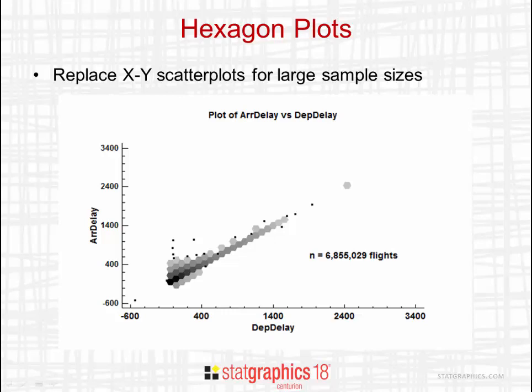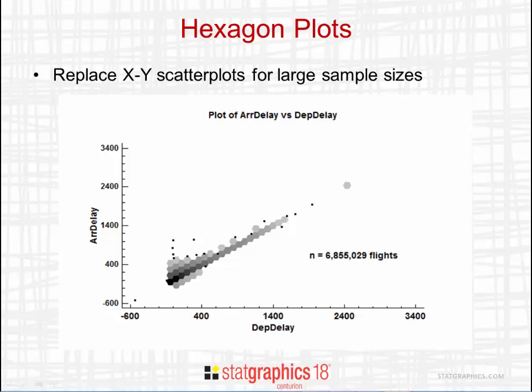A hexagon plot divides the XY space into a grid of hexagonal regions. In each region, it counts the number of observations. If there's only a single observation in a region, an individual point is displayed. Otherwise, a hexagon is plotted, and the hexagon is shaded according to the number of observations in that region.